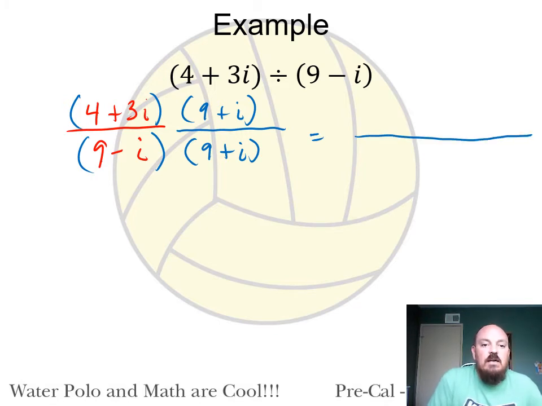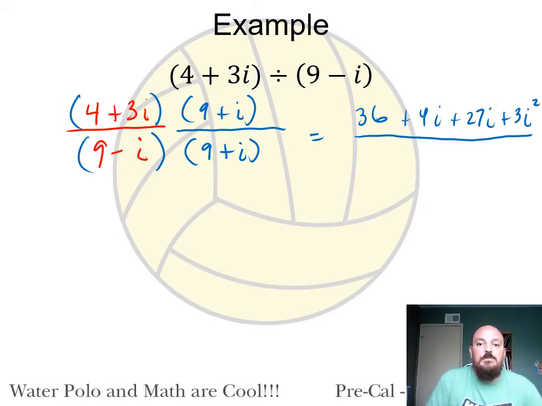So on top, I have 4 times 9 is 36. I have 4 times i is plus 4i. 3i times 9 is plus 27i. And then I have 3i times i would be plus 3i squared.